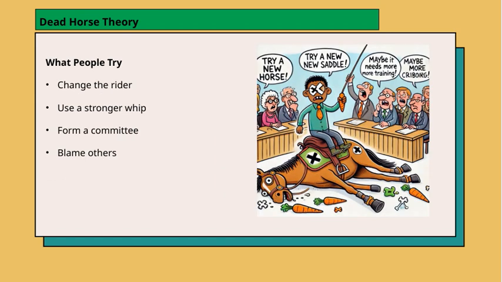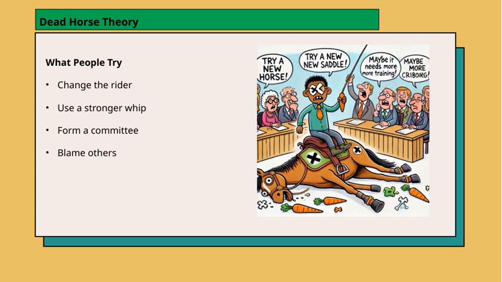All right, let's talk about the dead horse theory. This concept really highlights how people often keep trying the same solutions even when they clearly aren't working. On this slide, we see some common solutions that tend to be attempted. First, people might try to change the rider. That's like thinking if we just find someone new to lead, everything will improve. Sometimes that works, but often it doesn't address the real issue. Then there's the idea of using a stronger whip, pushing harder or applying more pressure. But again, if the problem isn't about effort or resistance, that just ends up being more of the same.